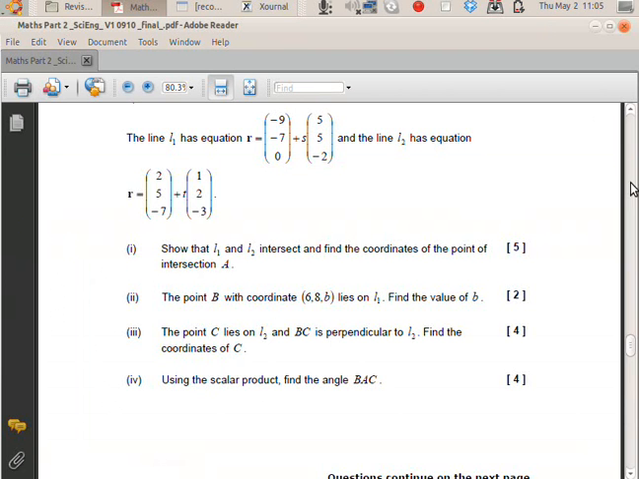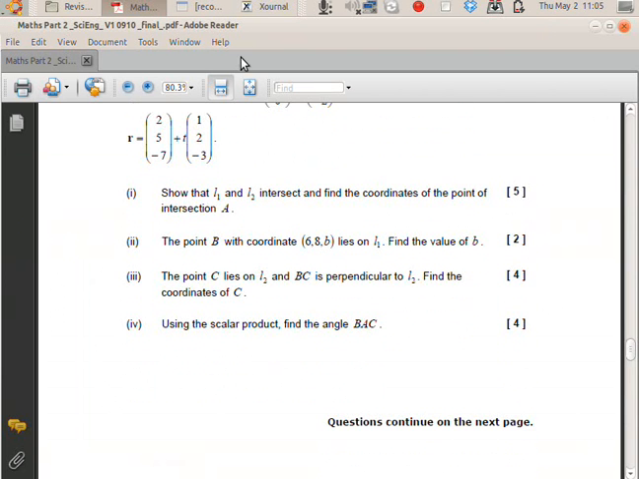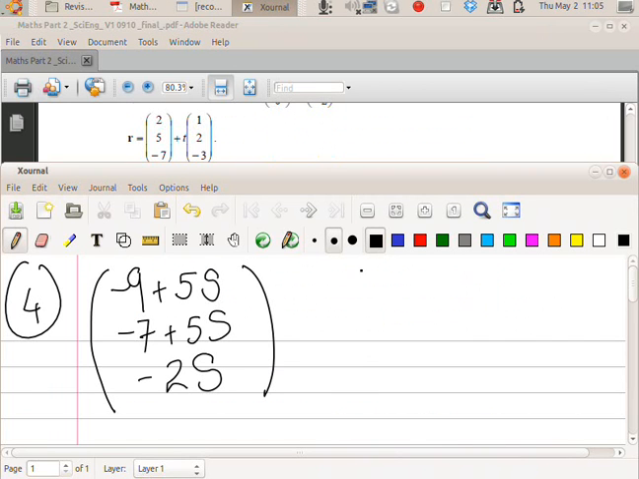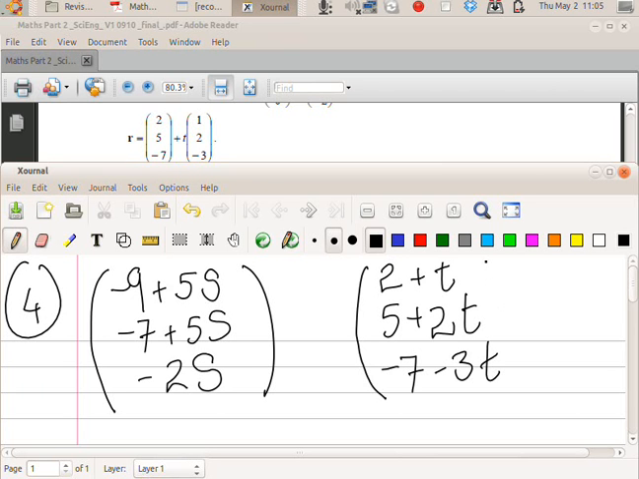Now you have another line, which is here, and that is 2 plus t, 5 plus 2t, minus 7 minus 3t. Now you want to know where they meet, so what do I do, Jeff? You have to make them equal. Yeah. So you get these equations.